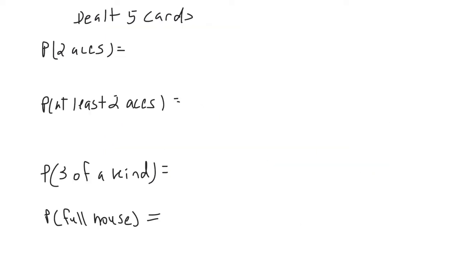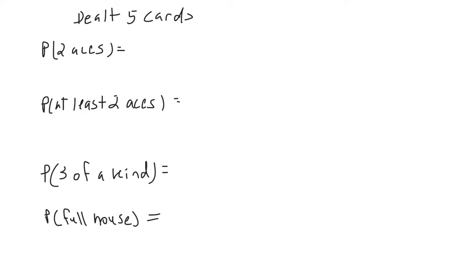So here's a question. You're dealt 5 cards all at the same time. You don't know which one's first, second, third. Here's just your 5 cards. You turn them over, look at them. What's the probability that there's 2 aces? At least 2 aces. 3 of a kind. Now, it could be 3 eights, 3 sixes, 3 kings. And a full house. Now, what a full house is in poker is you have 3 of one type of card, like 3 queens, and then 2 of another type of card, like 2 eights.